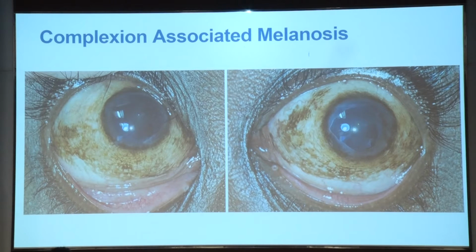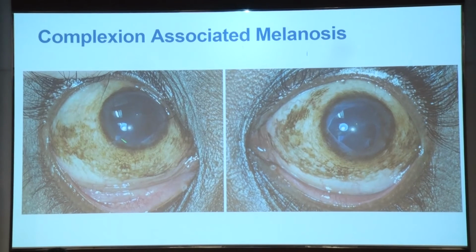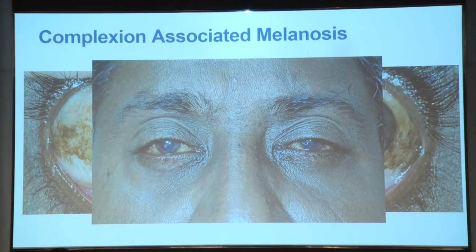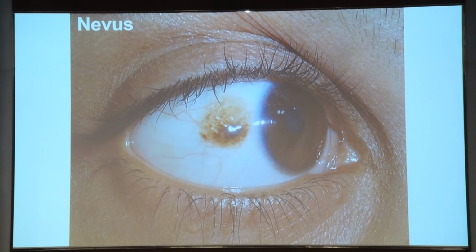But if you look carefully, these are both eyes of the patient. The pigmentation is very symmetrical on both sides. It's confined to the interpalpebral area, the fornices being clear. And if you look at the general complexion of the patient, the face, and it's a pigmented skin, then many a times these patients can also have increased pigmentation in the conjunctiva as well. So this is nothing to worry about. It's just a case of complexion associated melanosis, and you can reassure the patient.